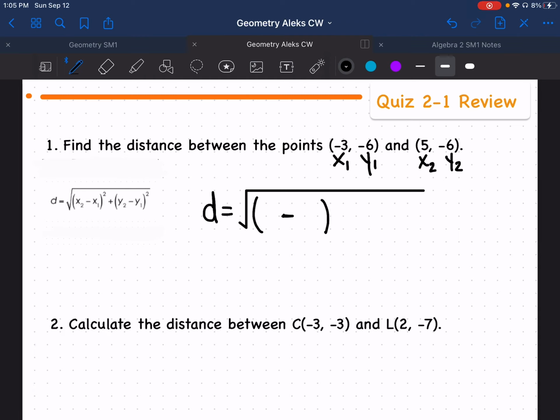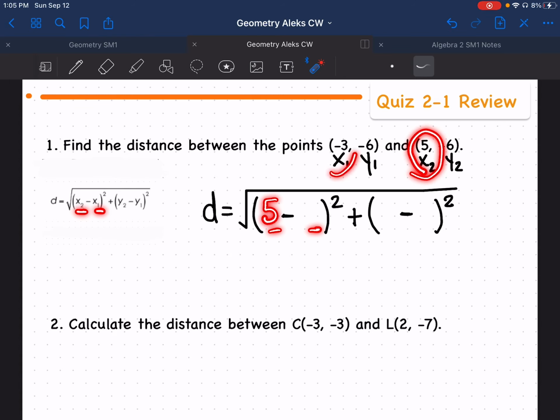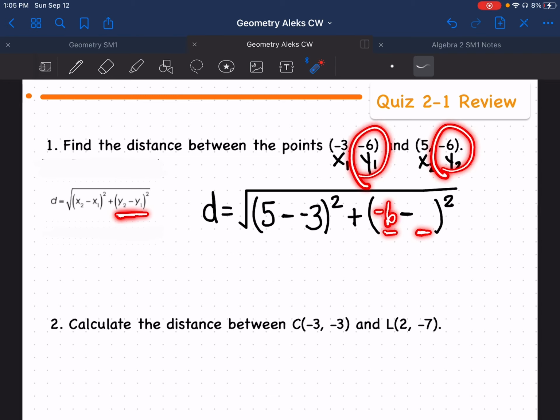So we need to make sure that we're subtracting and then squaring, that we're adding together, and then we're going to do the same thing for the y's: subtract them, and then add them together. Let me expand that. In these first two blanks, I need to put x2 minus x1. So x2, 5, minus x1, -3. That's exactly what's going to go in there. And then right here, I'm going to put in my y's: y2, -6, minus y1, -6.